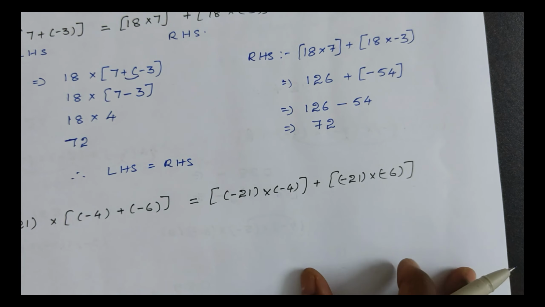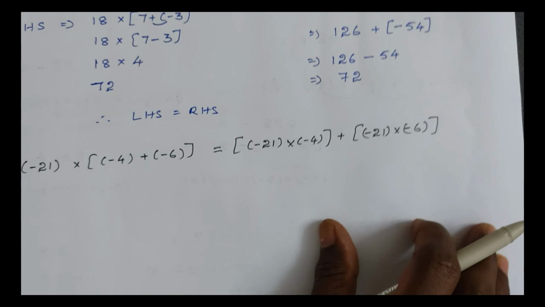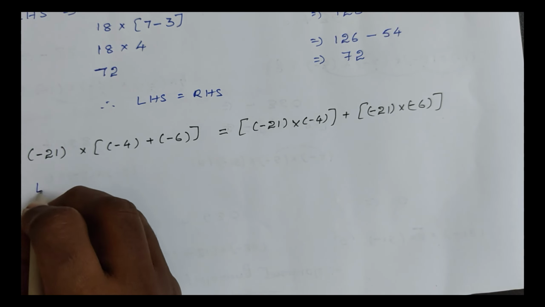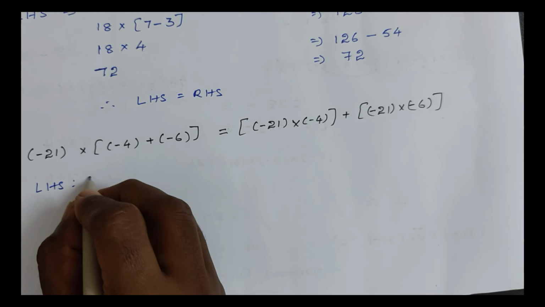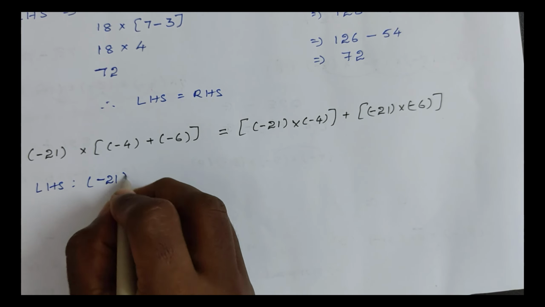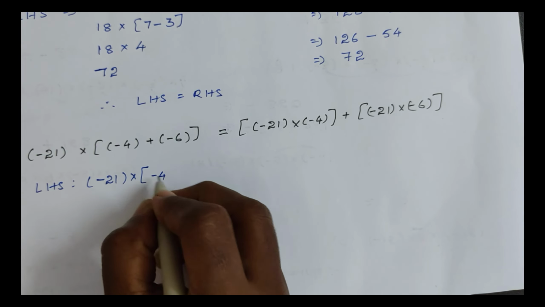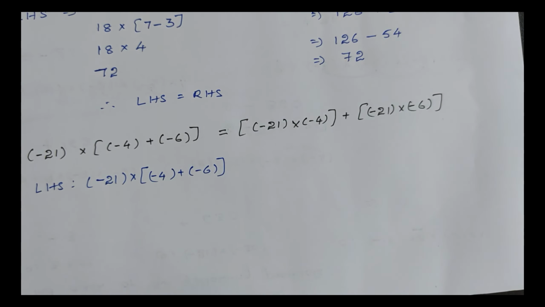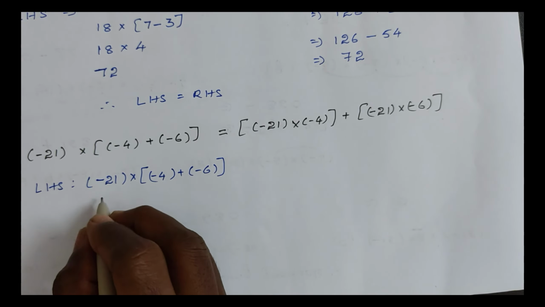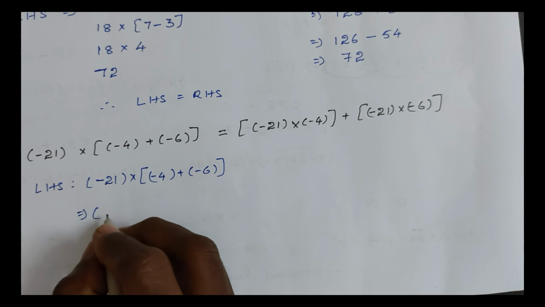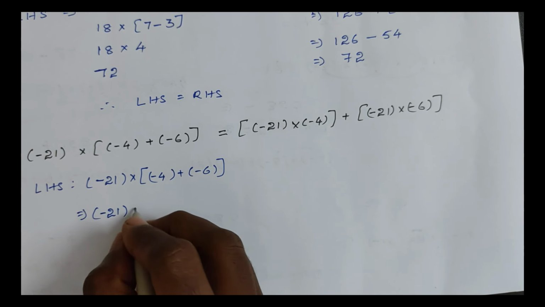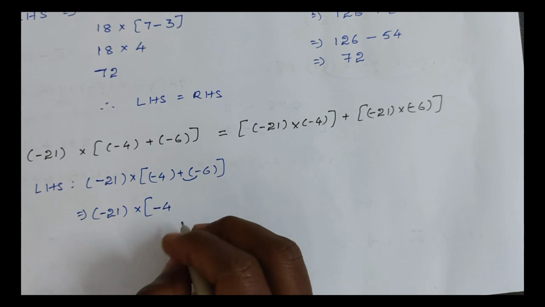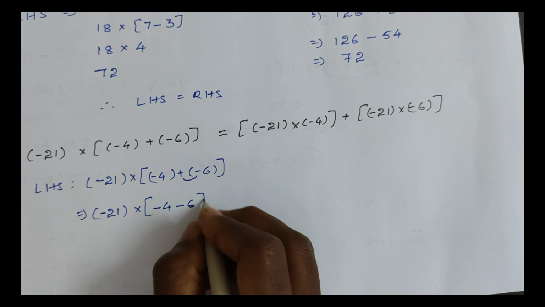Or you can completely write the given equation, numerical equation. Now again the same thing here. Now let us take the LHS part first. Our LHS is minus 21 into minus 4 plus minus 6. So we are having so many minus and positive signs here. So here we are having minus 21 times minus 4. Now here plus into minus, minus 6.